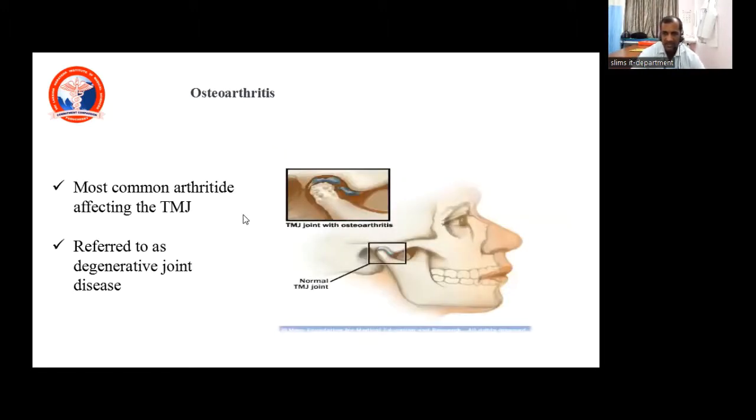Now the other condition, that is the osteoarthritis. The most common degenerative joint disease. When you see this schematic representation, you can very well see how it destroys the head of the condyle. It's so severe that there will be a wear and tear of your head of the condyle.